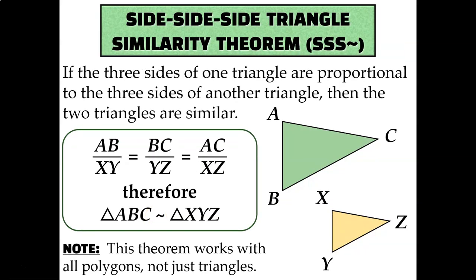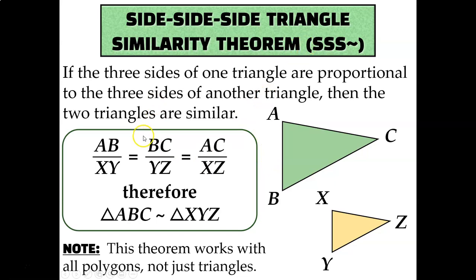You could also use the Side-Side-Side Triangle Similarity Theorem, or SSS squiggle. This theorem says that if all three pairs of corresponding sides are proportional to each other, then the two triangles must be similar. And the cool thing about this one is it works for all polygons, not just triangles. So you could say if all four sides of one quadrilateral are proportional to all four sides of another quadrilateral, then the quadrilaterals are similar. Or hexagons or dodecagons or whatever you're trying to prove, this one doesn't just work for triangles, it works for all polygons.